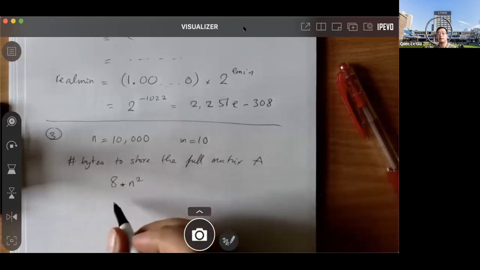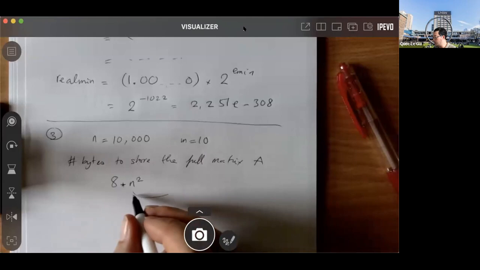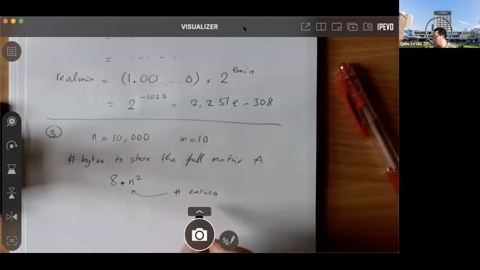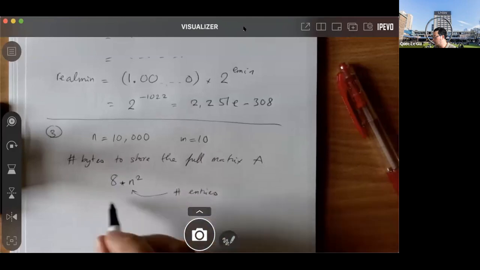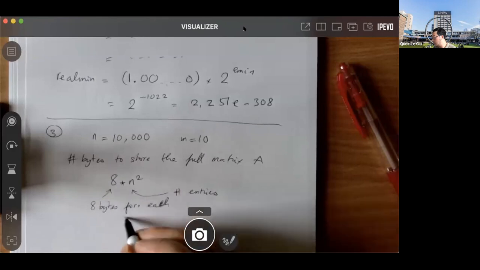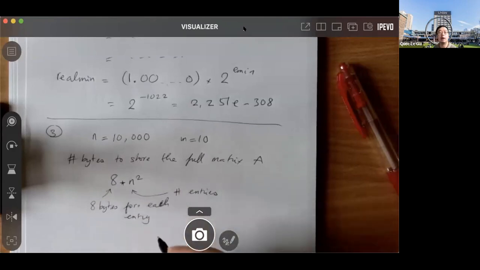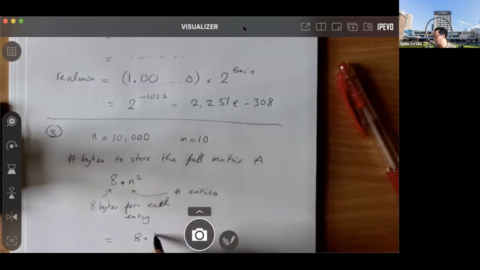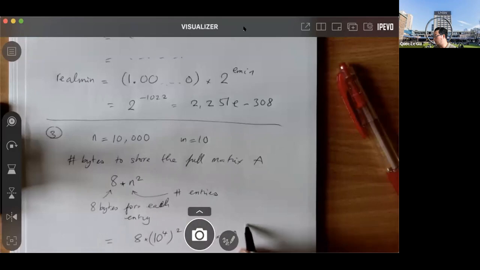So why is that? n squared is the number of entries of the matrix. For each entry, it is a real number, so you just put it in. So this gives you 8 times n squared, where n squared is 10 to the 4 squared. So that is 8 times 10 to the 8 bytes.